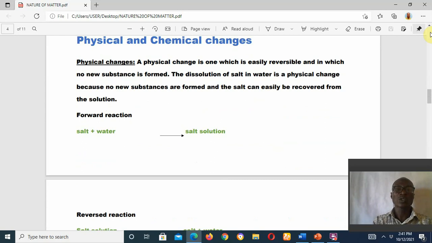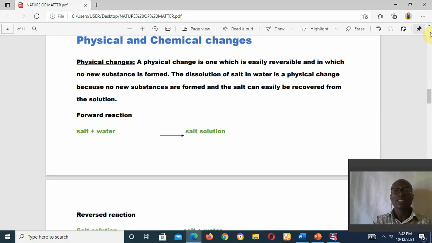A physical change is one which is easily reversible and in which no new substance is formed. The dissolution of salt in water is a physical change because no new substances are formed and the salt can easily be recovered from the solution. So when salt dissolves in water, our salt could be gotten back after it is heated.